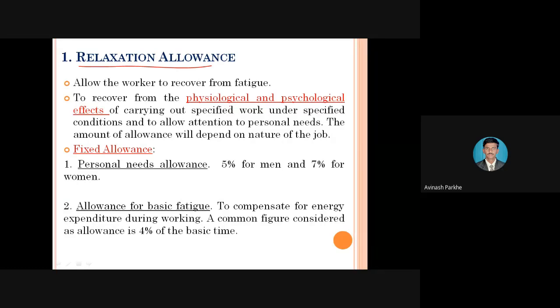All such activities we can perform under the relaxation allowances, which is called a personal allowance. Here I have explained the personal allowance needs 5% for men and 7% for women. Extra 2% will be assigned to woman operators. Then the fatigue allowance provided is near about 4% of the basic time. That means, 4% of the basic time, fatigue allowance we can provide to every operator. So this relates to the relaxation allowance.